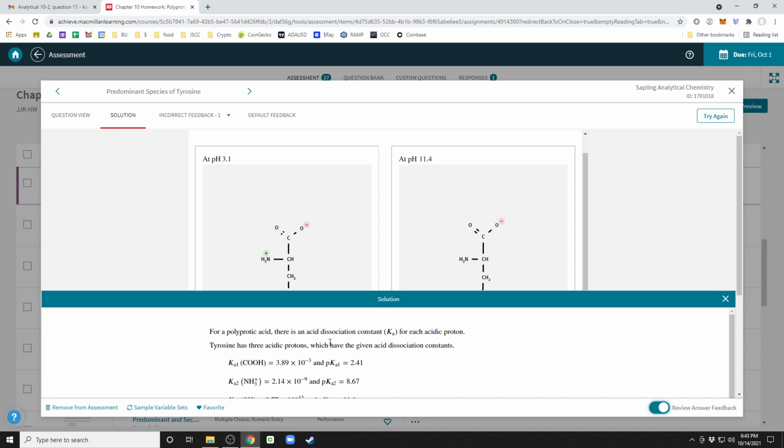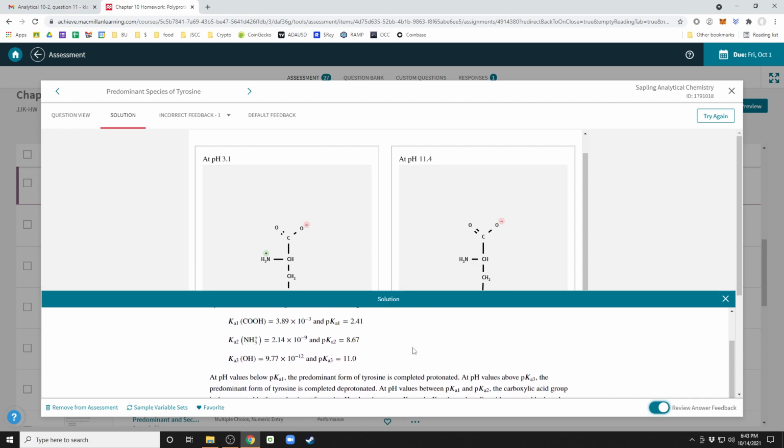The Ka2 then, the second one that comes off, is the amine, or in this case it's an ammonium ion, when it has the NH3 plus versus NH2, which is the amine. It's this group right here. So at any pH below 8.67, you would expect the majority of your species to be the NH3 plus. At any pH above the 8.67, you would expect the majority of your species to be the H2N, which is the amine that's been deprotonated.